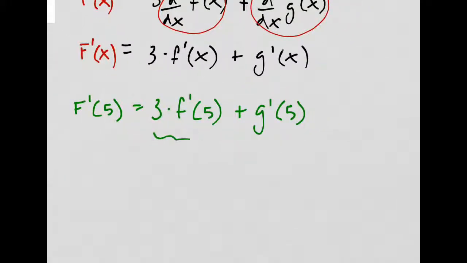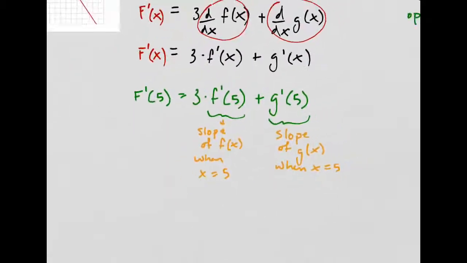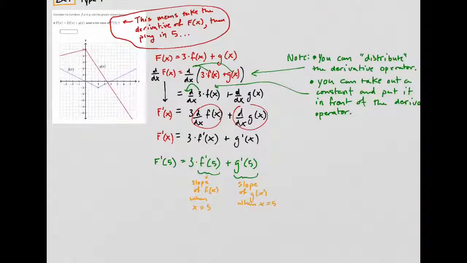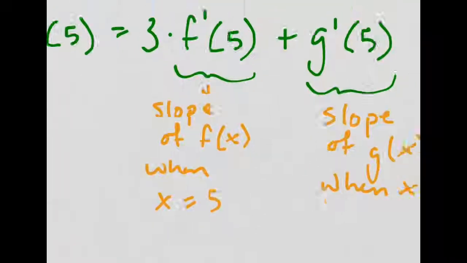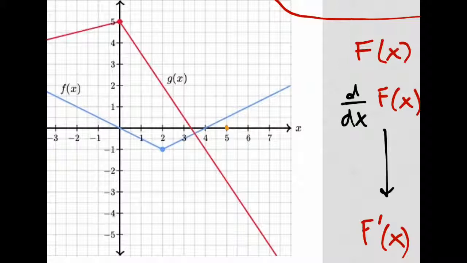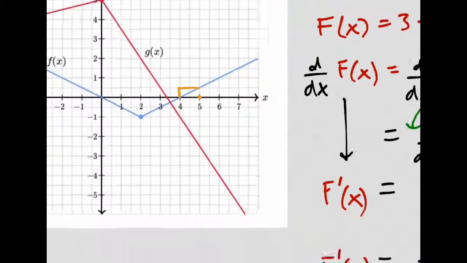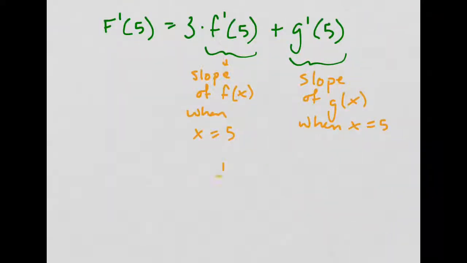Well, what does this mean? Let's actually take a look at that. That means the slope of f when x equals 5. That's not so bad, right? That's what that means. Okay, well, that's easy. We have a graph. So let's figure that out. What is the slope of f when x equals 5? X is 5. What is the slope here? I will just count it. 1 over 2, right? And it's positive. It's a positive slope. So this is 1 over 2.